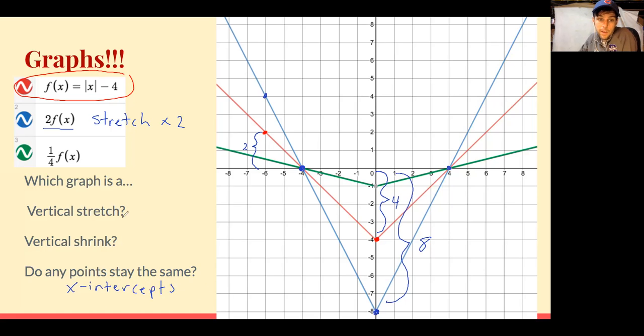X-intercepts will remain the same. So this first one is our vertical stretch. I'm going to erase some of these things here. I'll just leave them up there. Doesn't really matter. The next one we're dealing with is right here.